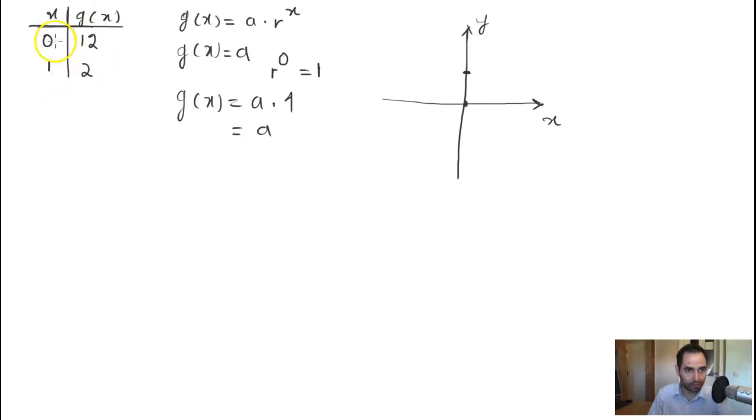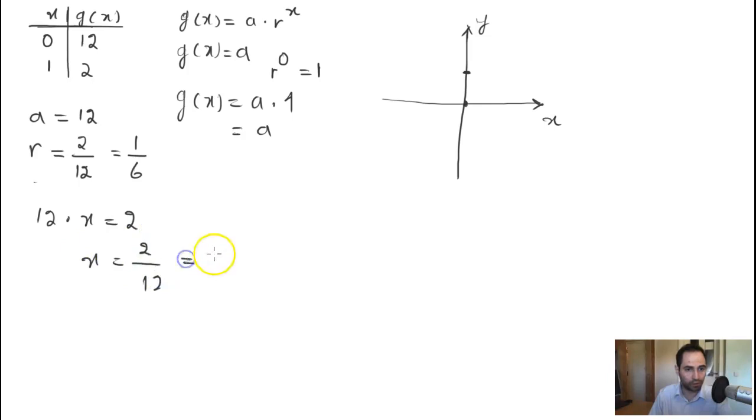So here I know that my a is equal to 12. And the common ratio, or r, is what you get if you divide 2 by 12, which is 1/6. Or you need to figure out what number to multiply by 12 to get 2. So 12 times x is equal to 2, so x is equal to 2 divided by 12, which is equal to 1/6. Basically the same number that I got here.